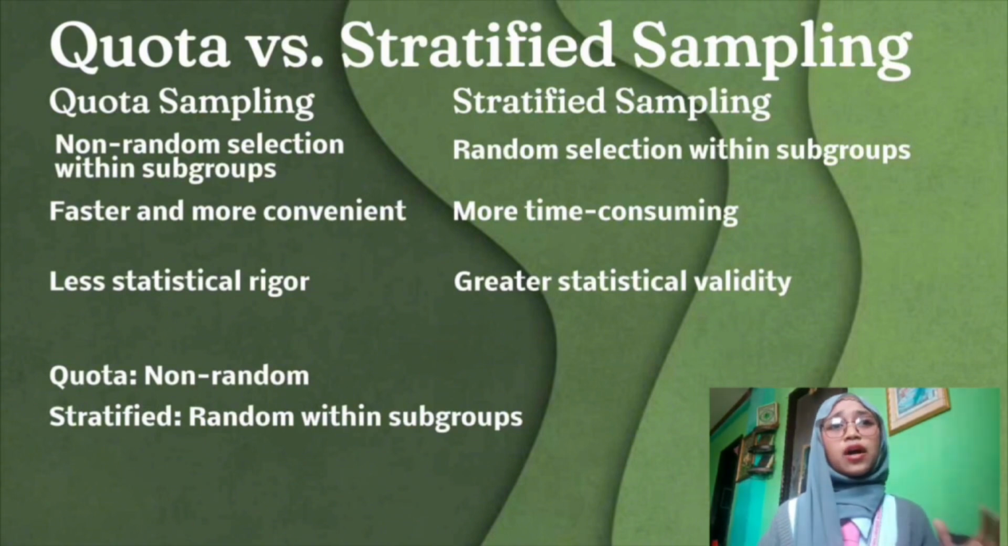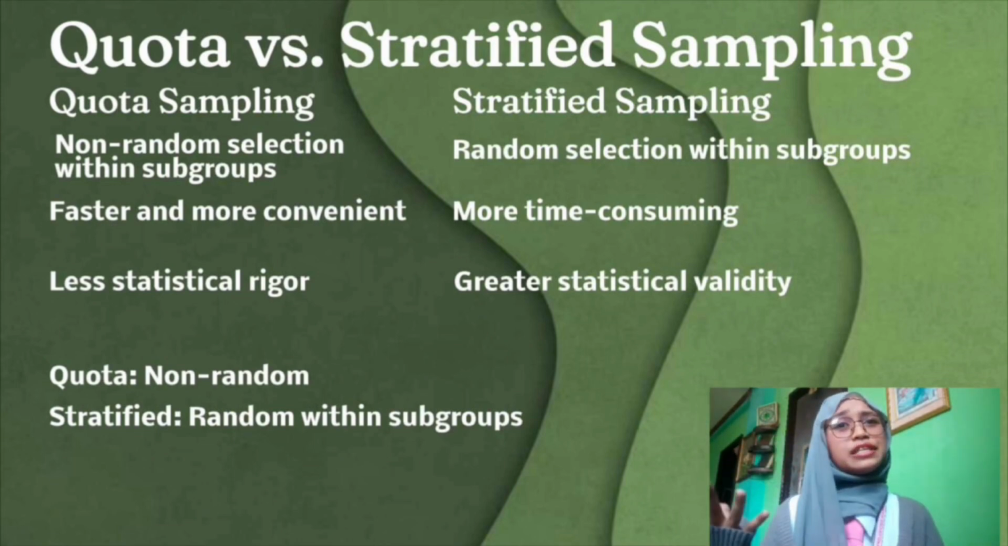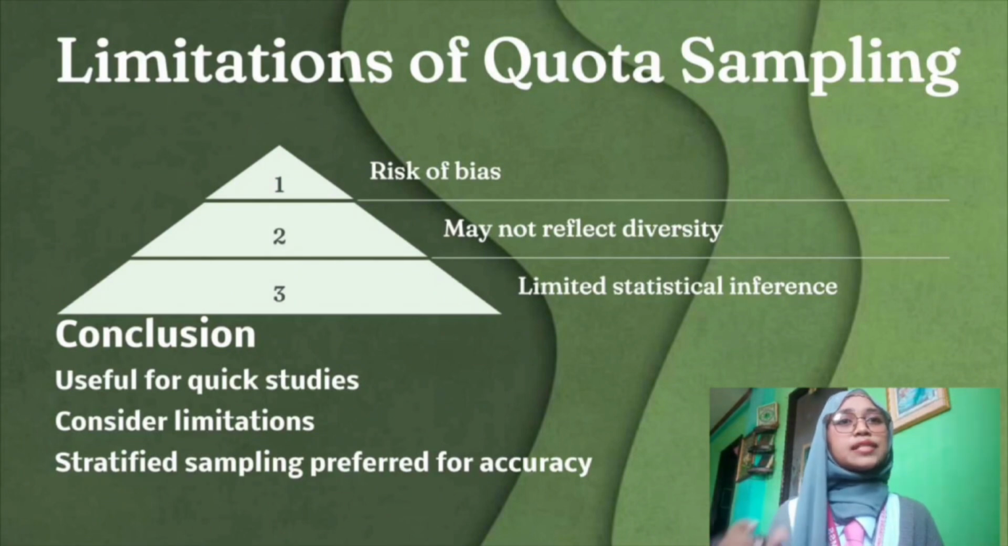On the other hand, quota sampling is a non-random selection, so the researcher has the authority to pick the participants based on their judgment or convenience. So because the selection is non-random, there is a higher risk of bias and there is a possibility that the participants might not accurately represent the diversity within the stratum. Therefore, quota sampling limits the ability to make statistically valid inferences about the population as a whole.